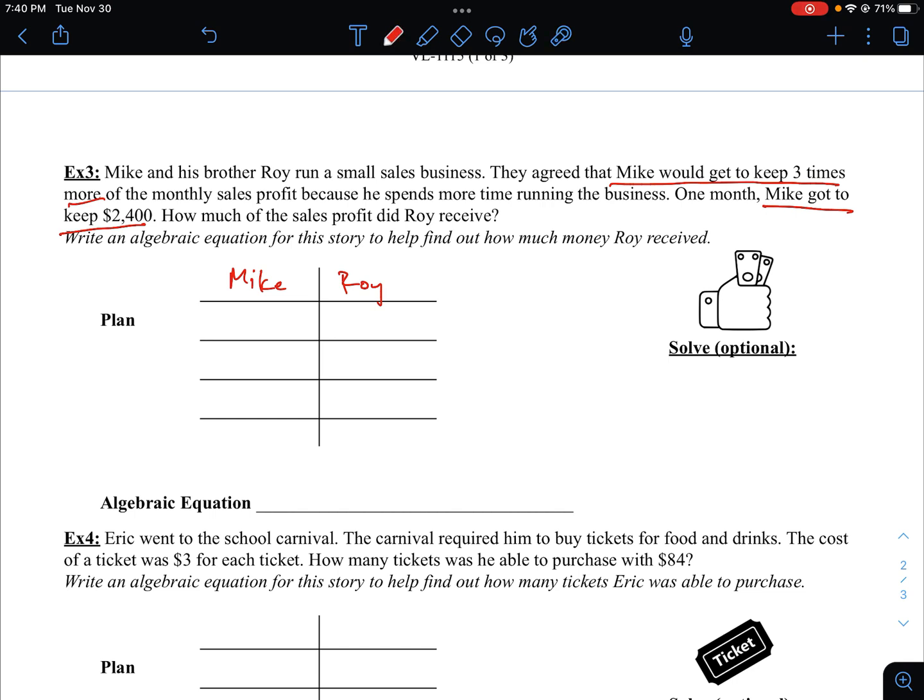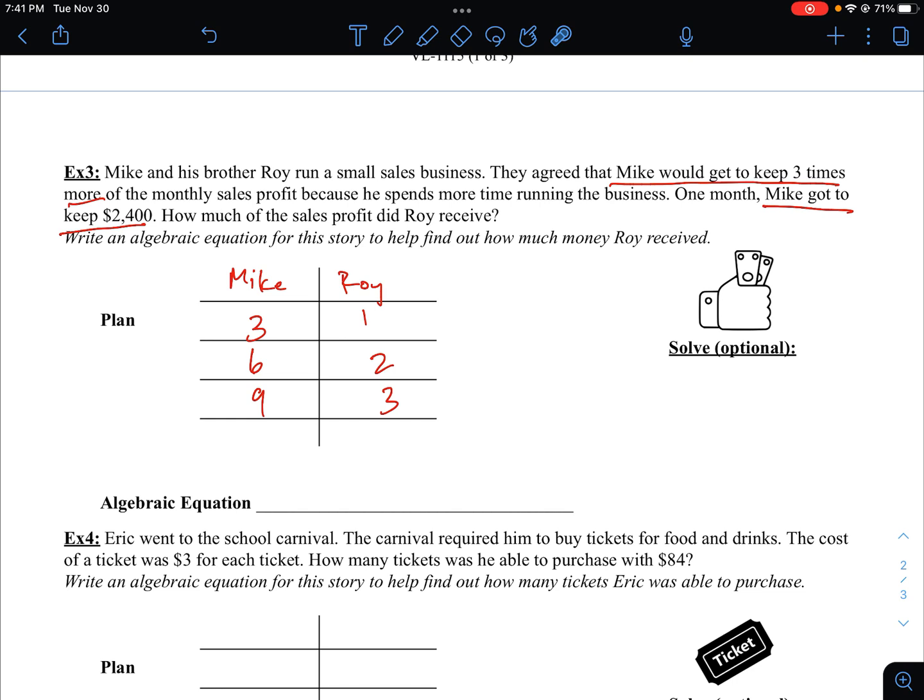Mike gets to keep 3 times more, right? So if Roy makes $1, Mike would make $3. If Roy makes $2, then Mike would make 6. If Roy makes $3, then Mike would make 9, because that's 3 times more.